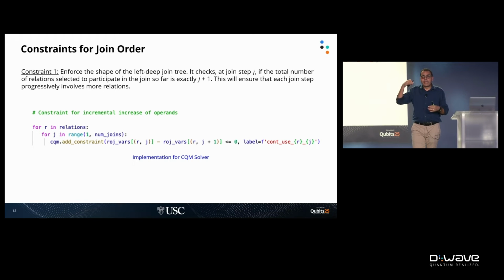So basically, in each step that we have, let's say step J, if this step includes a set of relations, we want to make sure that the number of relations in this step is J plus 1. For example, in the first step, we have two relations to join. In the second step, it will be the output of the join of the first two that we have, and a new one.